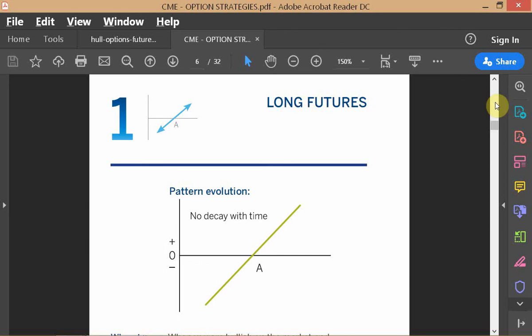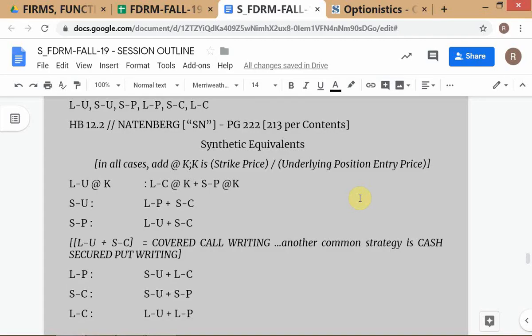Think about it this way. Long futures, when the market rises above the strike price, this is the K. In your notes, I have written it as K. Long underlying at K. Everyone understands this notation? No need to expand it. LU at K. K is just a price.